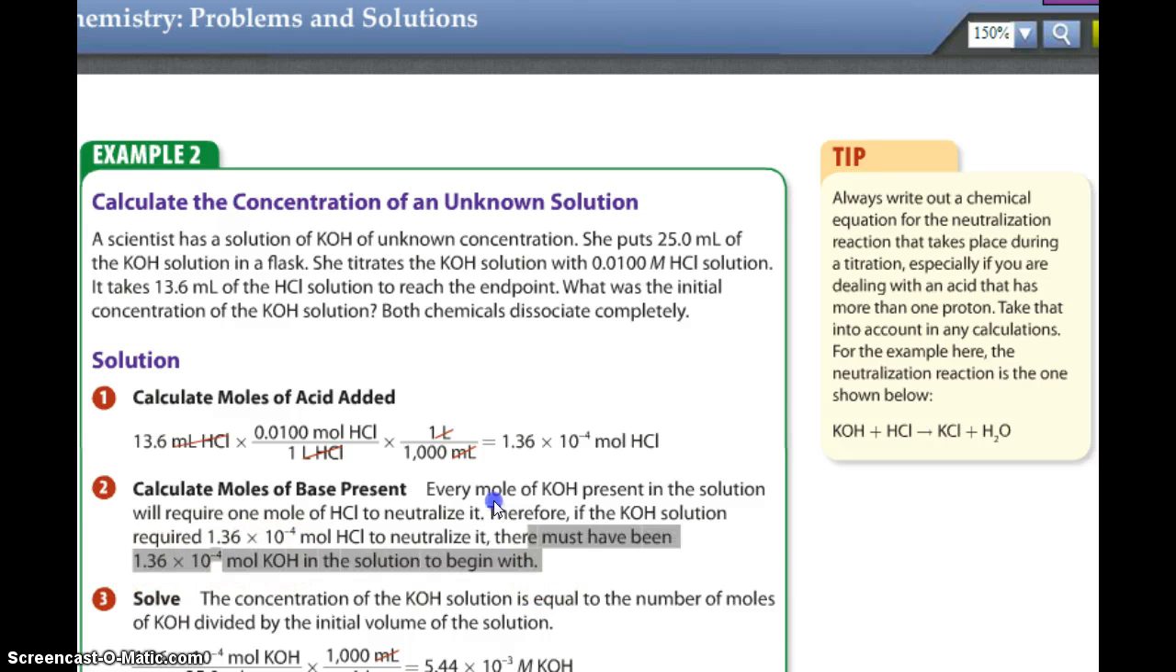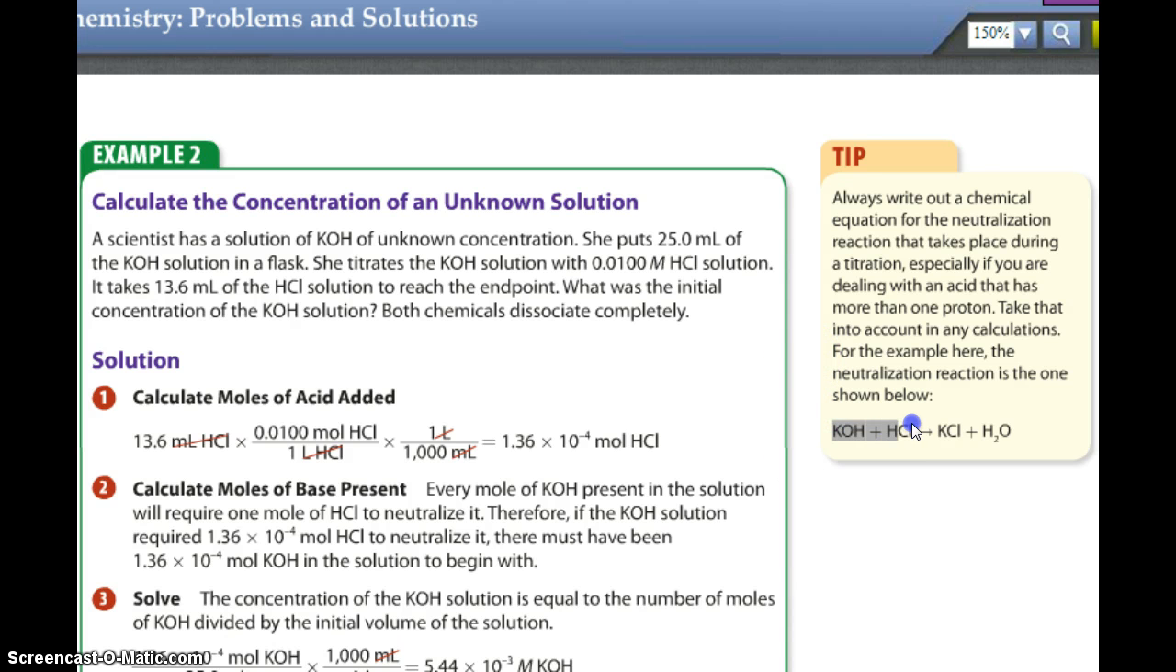Okay, how they knew it was a 1-to-1 ratio is over here in the tip. Always write out a chemical equation for the neutralization reaction that takes place during a titration, especially if you are dealing with an acid that has more than one proton. Take that into account in any calculations. For the example here, the neutralization reaction is the one shown below.